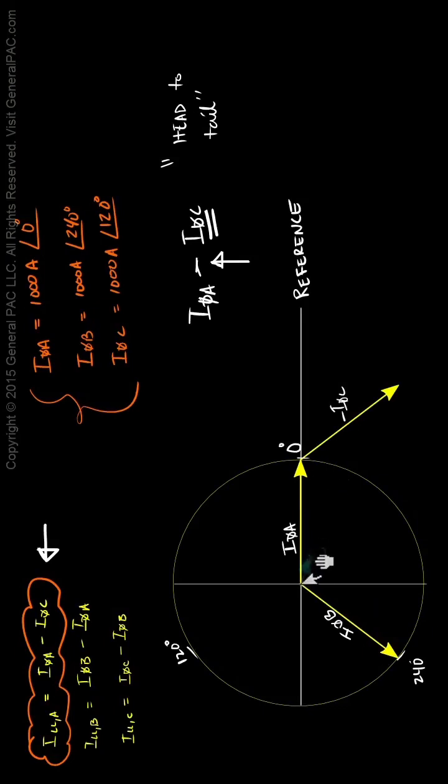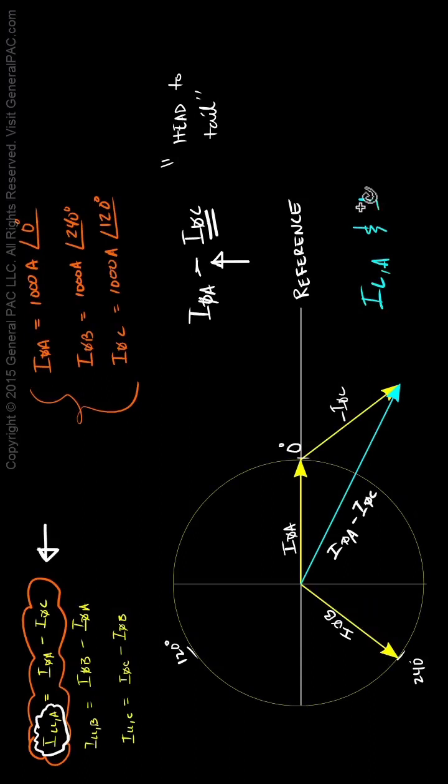And now the resultant vector starts from the origin and ends at the head of negative phase C current. Now notice the resultant vector is longer right now, right? The resultant vector represents phase A current minus phase C current. Now believe it or not, this phasor diagram actually represents this equation here, and this resultant vector is actually representing this line current here. So we're comparing line current with phase current A. Now remember, this is phase current A here and this is line current here.